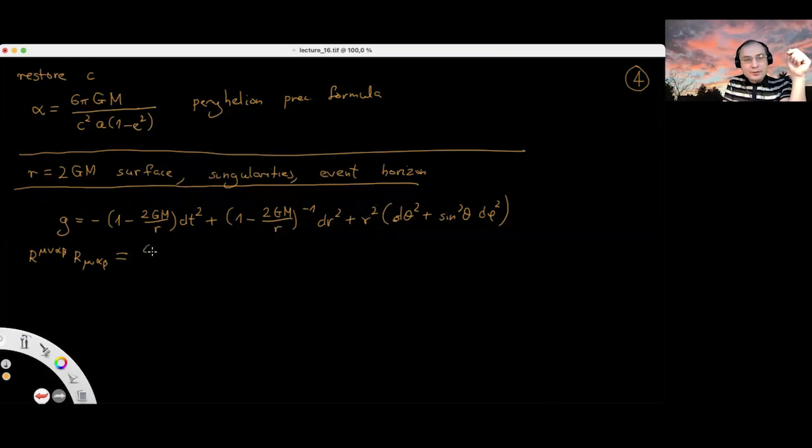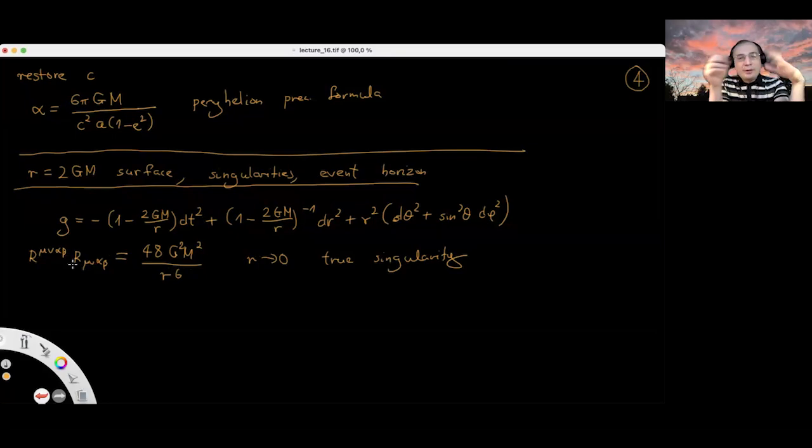It turns out that this quantity is equal to 48 G²M² over r to the power of 6. If the metric is regular at a point, this must be a finite number, but obviously this is not a finite number as r approaches zero. So r going to zero seems to be a true singularity, meaning there is no way to define a regular metric tensor at r equal to zero, because any regular metric tensor would have to have a finite scalar here. Scalars are coordinate independent. Even if we play with the coordinates, that's not going to change the fact that this thing blows up as we approach r equal to zero.